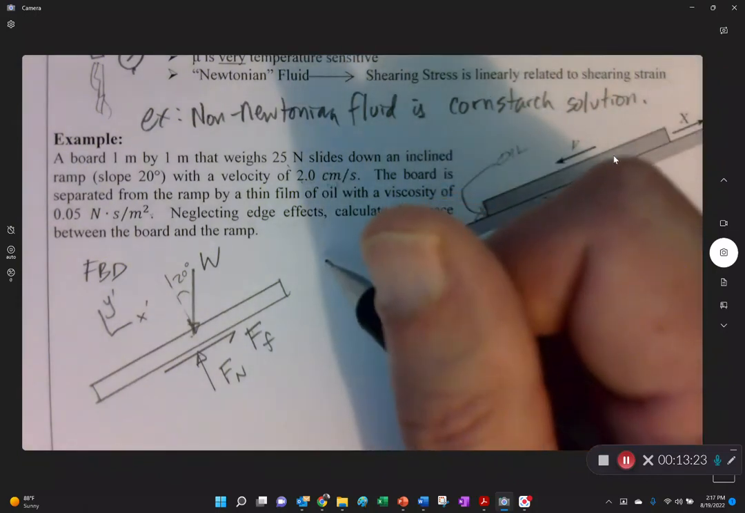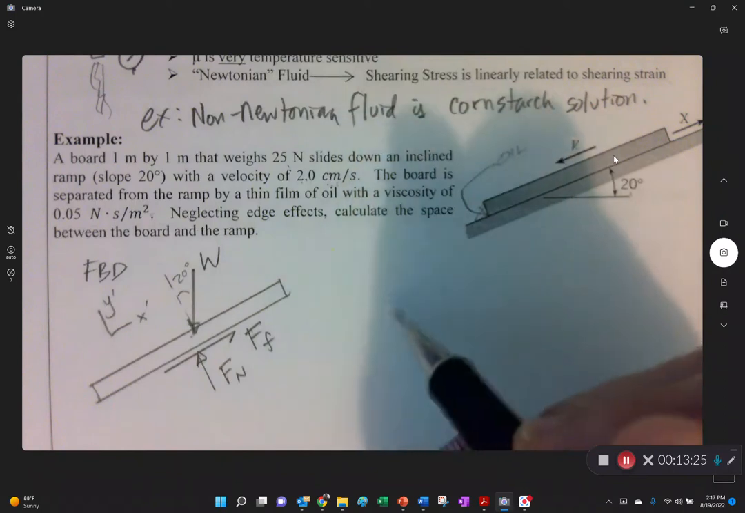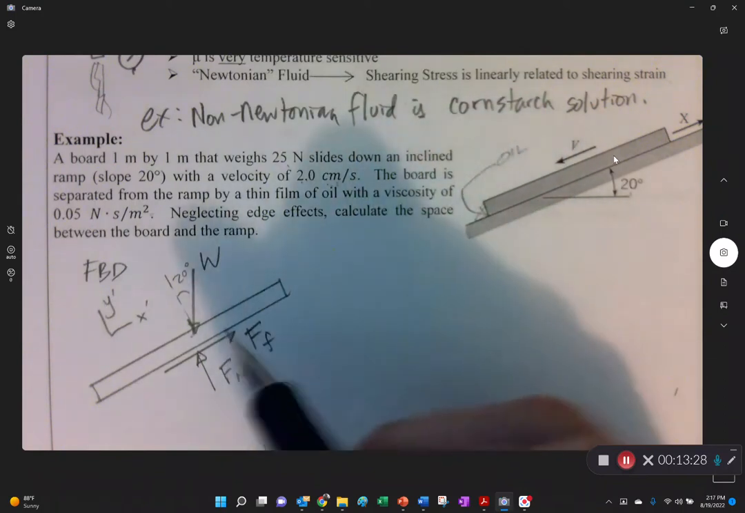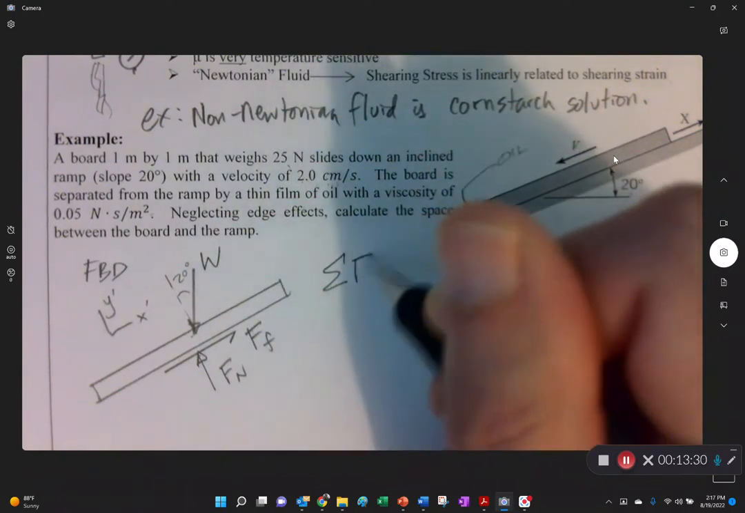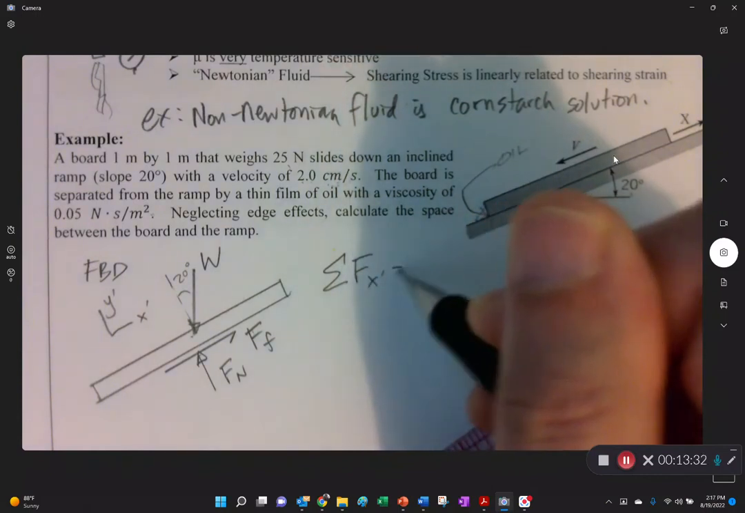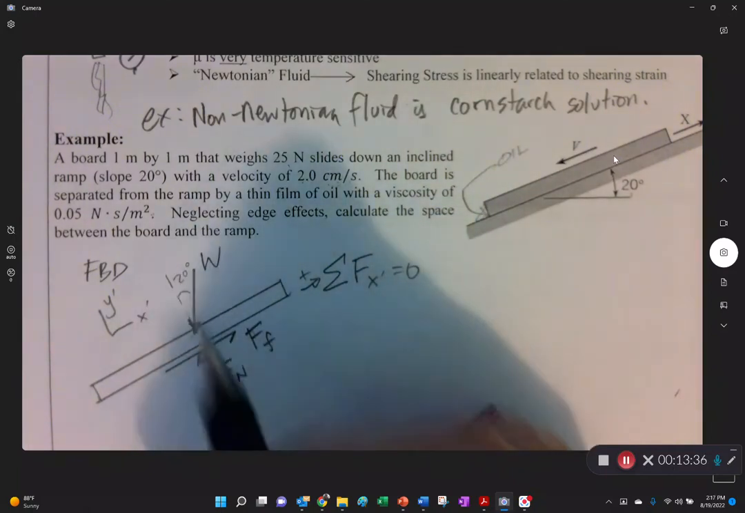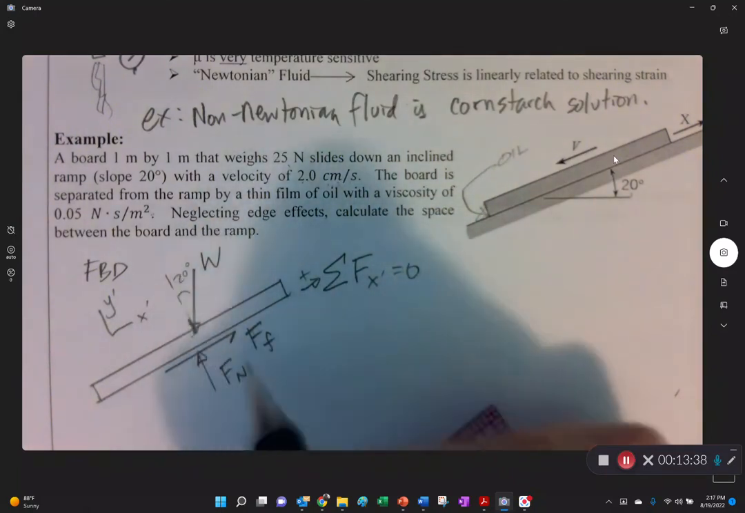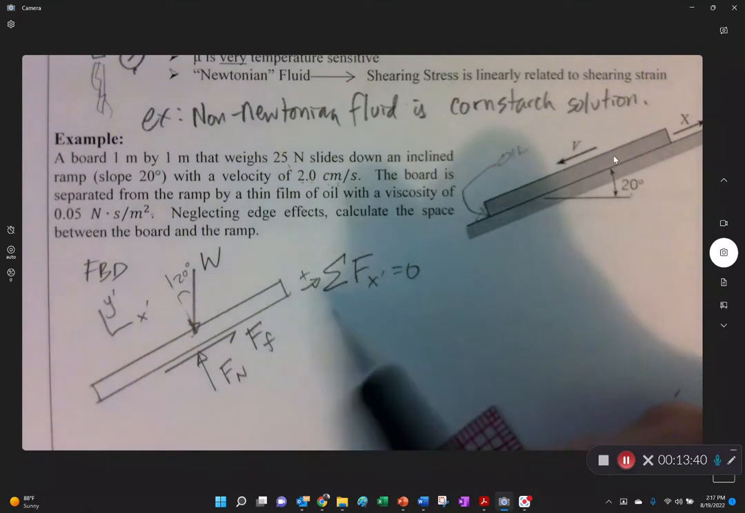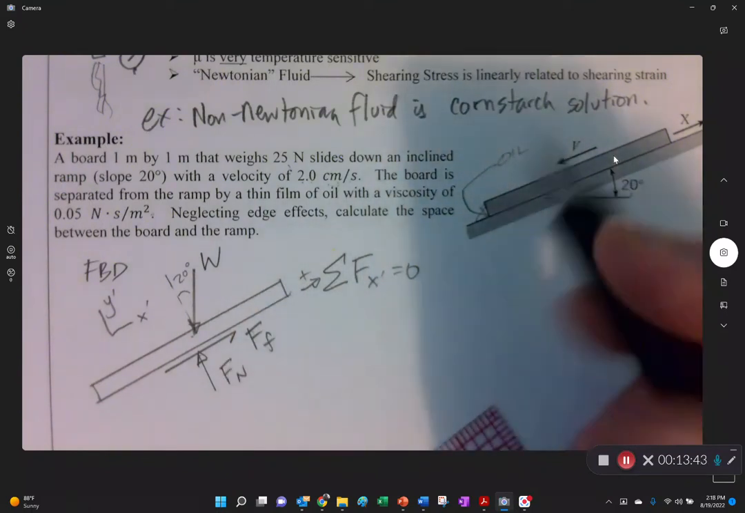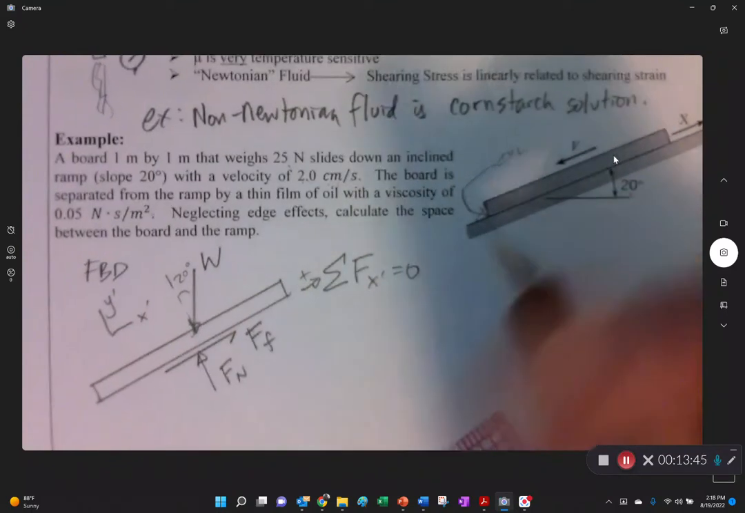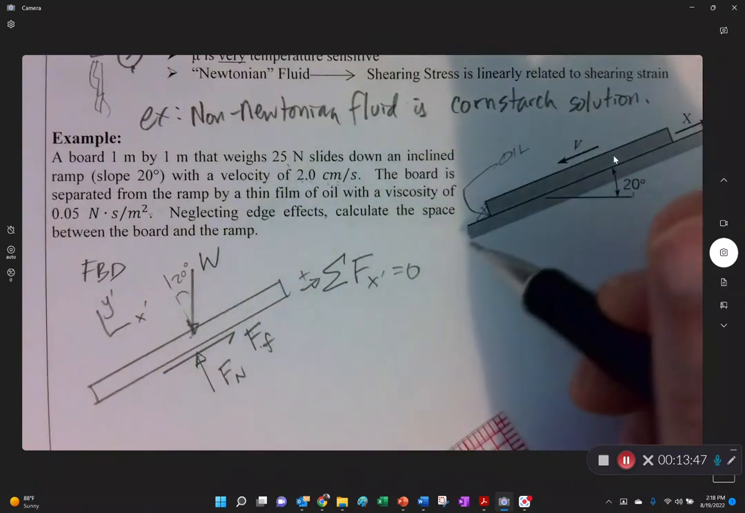We're assuming this is a constant velocity, so we didn't need an inertial body diagram, just the FBD. So for the sum of the forces in the X prime direction, we don't need the Y prime direction, because we're not looking at the coefficient of friction, right? We don't have to worry about that. We're just looking at the viscosity. All we really want to do is get what the friction force is based on this.